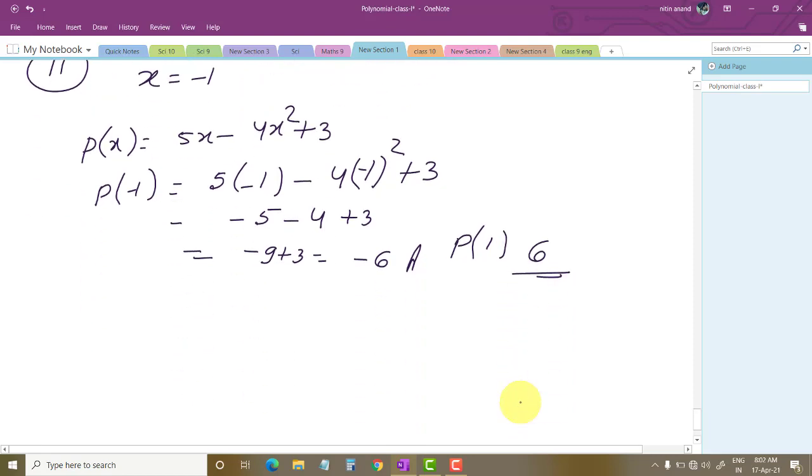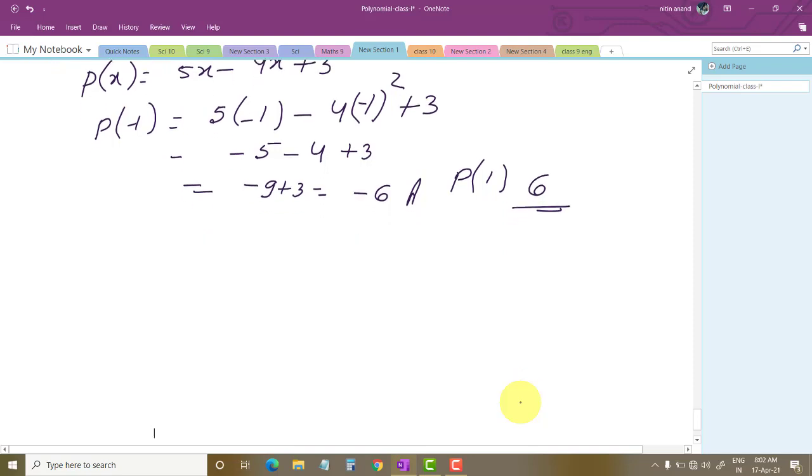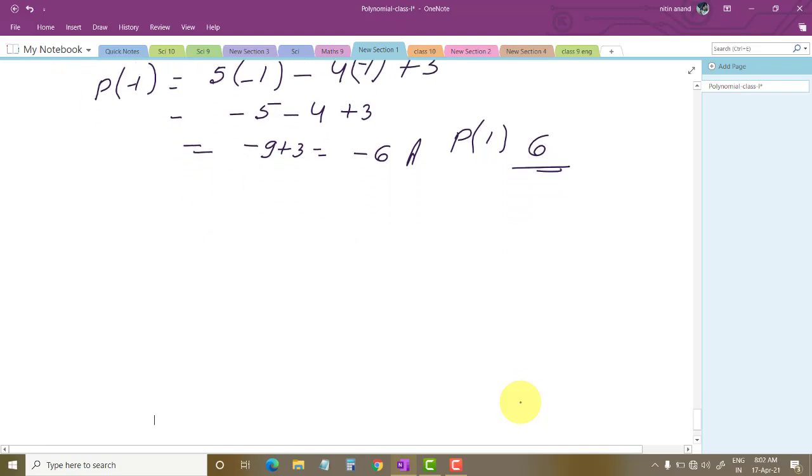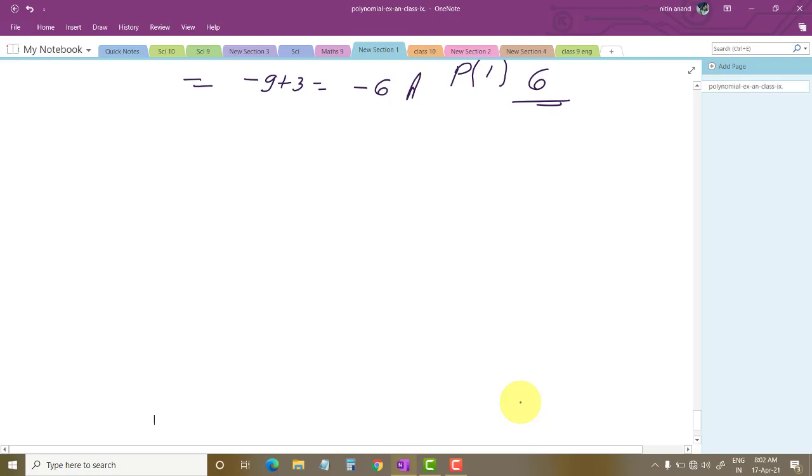Next question is, find the value at the point x. This will be for you. Okay, now see, next is question number 2. What does question number 2 say? Question 2 says, find P0, P1 and P2 for each of the following polynomials.